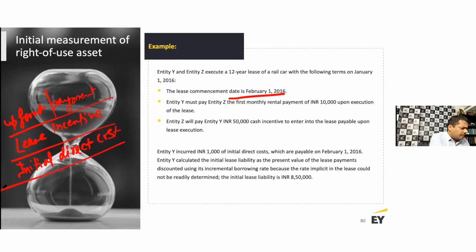Okay. And then I need to calculate, and the term is 12 years. Okay. And must pay the first monthly rental payment of INR 10,000 upon execution of the lease. That means every month the monthly rental is 10,000.